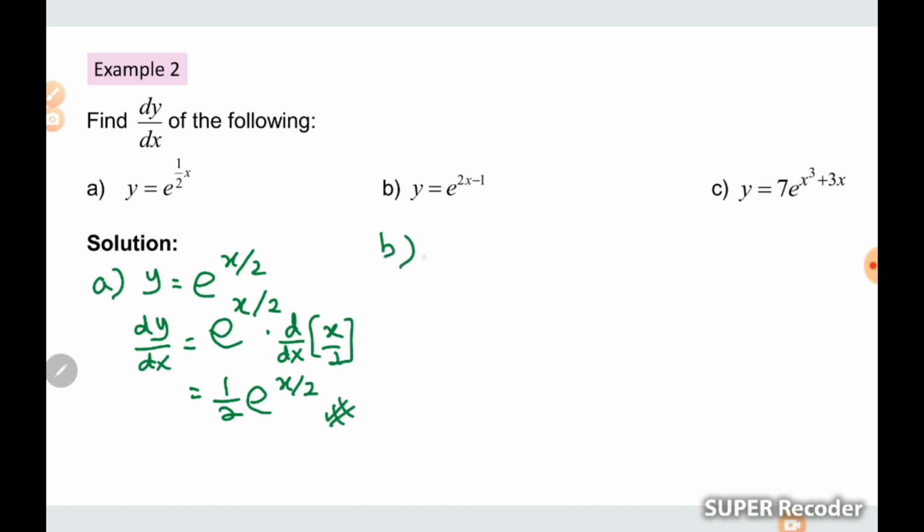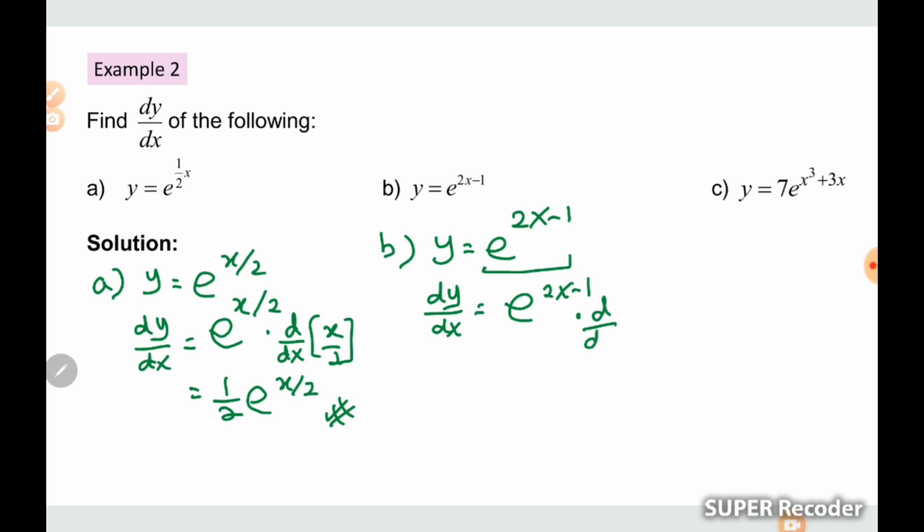B, if given y equals e to the power of 2x minus 1, dy/dx equals, you need to copy the function e to the power of 2x minus 1, then differentiate f(x), which is 2x minus 1. Differentiating 2x minus 1, the answer is 2. So the answer is 2 multiplied with e to the power of 2x minus 1.